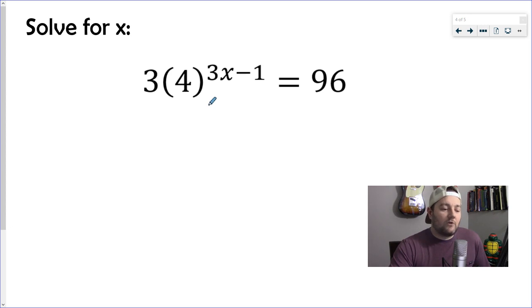So this is another scenario. You got a variable, you got a number on the outside here of 3, and we want to simplify this for ourselves. So we go ahead, divide by 3. So I'll do 96 divided by 3, the old Casio.